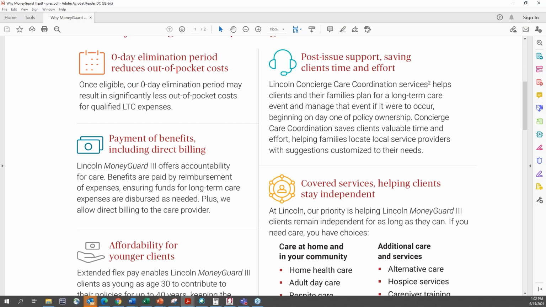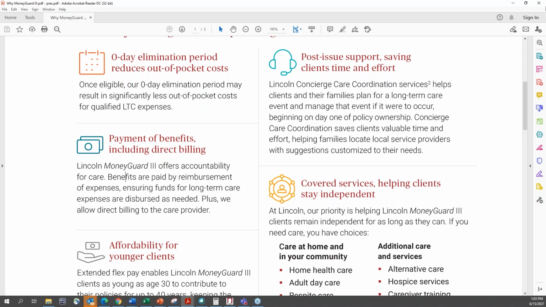We're ensuring that those dollars are going to where they were intended, and that the son or daughter or nephew aren't using those dollars for something they weren't intended for. So you have the ability to do a direct bill, or you can do a reimbursement.